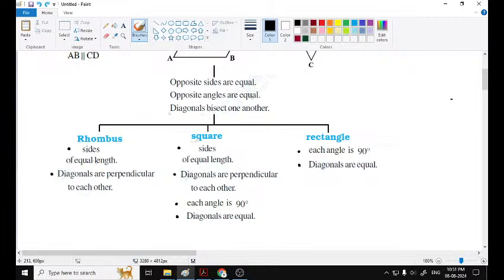Rhombus is a parallelogram with all sides equal. Square also has all sides equal. Diagonals are perpendicular to each other. Diagonals of square are also perpendicular to each other. In rectangle each angle is 90 degree. In square also each angle is 90 degree. In rectangle diagonals are equal. So diagonals of square are also equal. So square satisfies conditions of both, or properties of both, rectangle and rhombus.